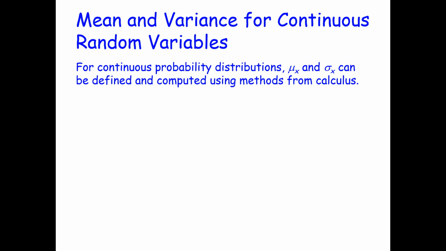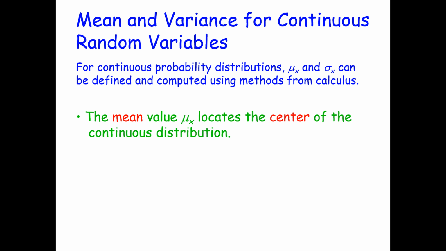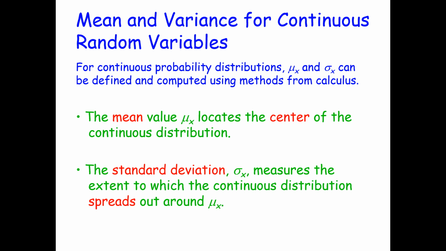Now, mean and variance for continuous random variables. So if we talk about continuous probability distributions, our mu sub x and our sigma sub x can be defined and computed using methods from calculus. So the mean value, or mu sub x, locates the center of the continuous distribution. The standard deviation, or sigma sub x, measures the extent to which the continuous distribution spreads out around mu sub x. Let's look at an example of these.